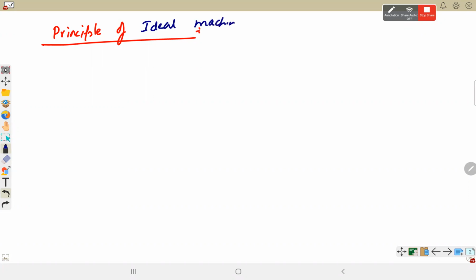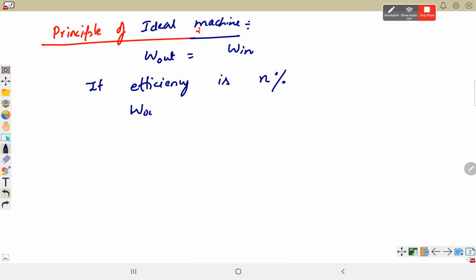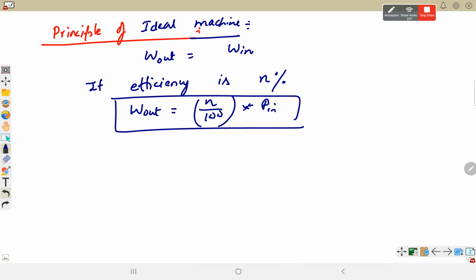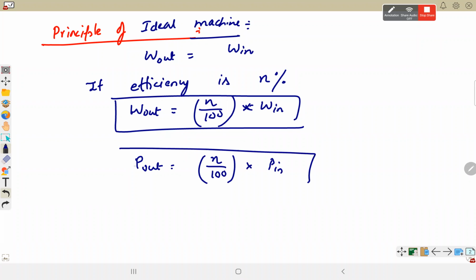So what you gave as an answer is the principle of an ideal machine, that the output work is equal to input work. But usually this is not possible. There will be some energy losses due to friction and all, and therefore the efficiency cannot be 100%. If efficiency is eta percent, then output work or output power is eta by 100 times input power. Work done per unit time is power, so the same relation will be for the power also.